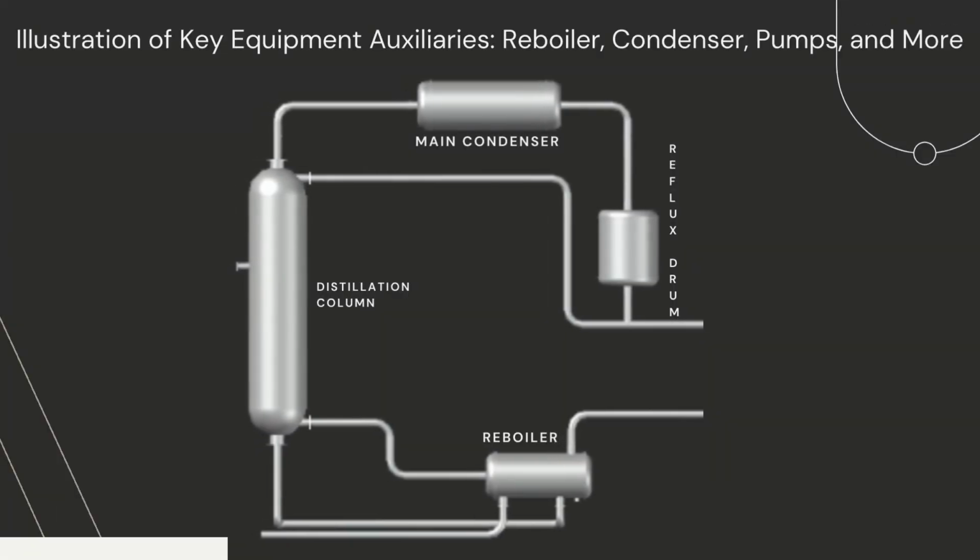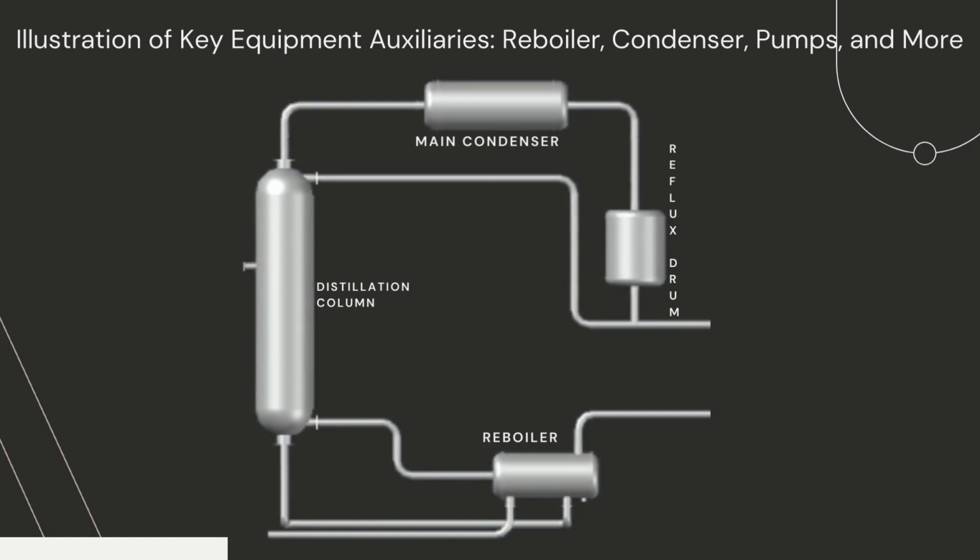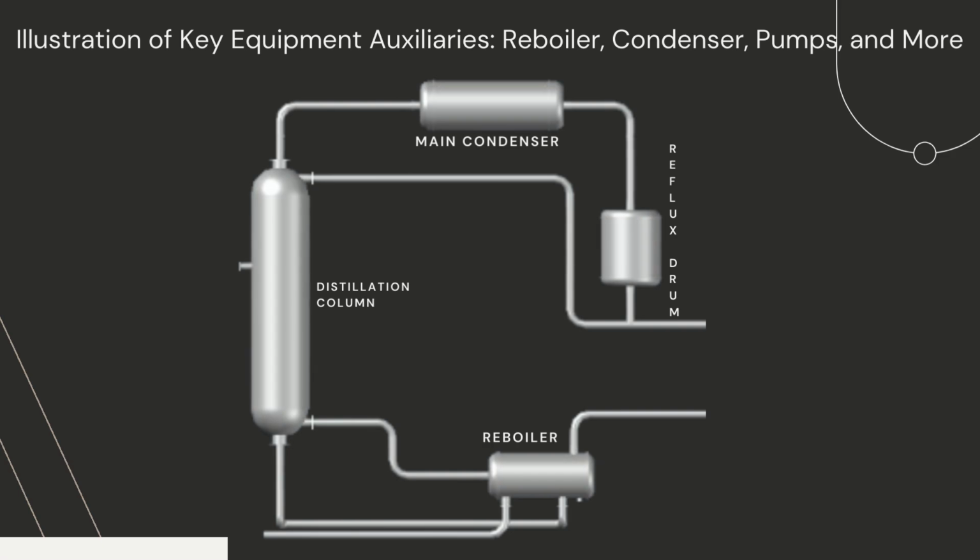At this part, I will be illustrating the key auxiliary equipment in a distillation column, including the reboiler, condenser, pumps, reflux drum, and more. Auxiliary equipment plays a crucial role in the efficient operation of a distillation column. This equipment ensures the proper separation of mixtures and the overall functionality of the system.